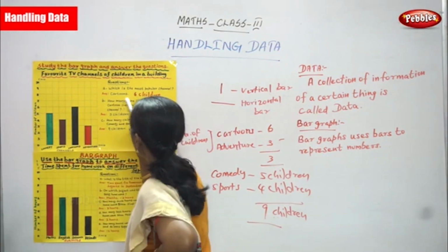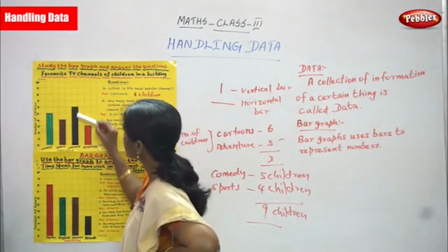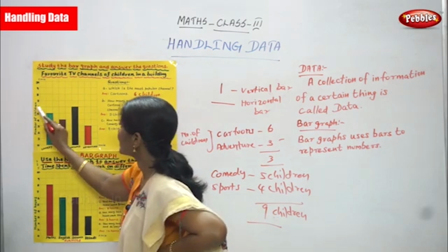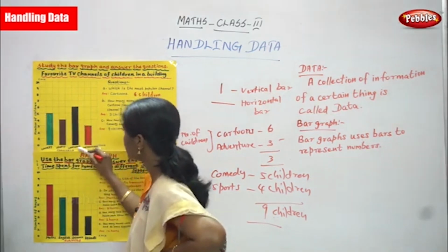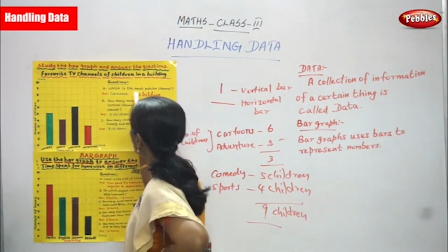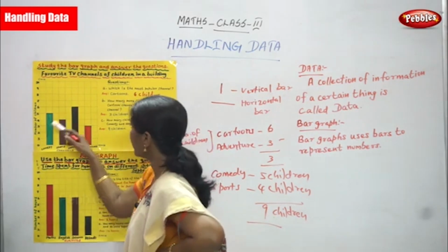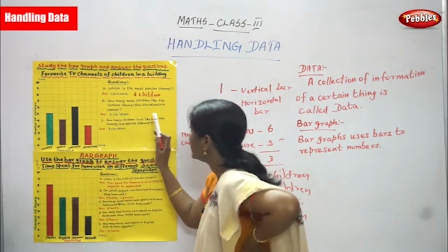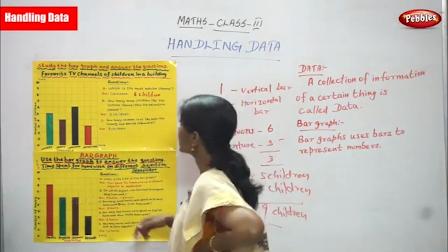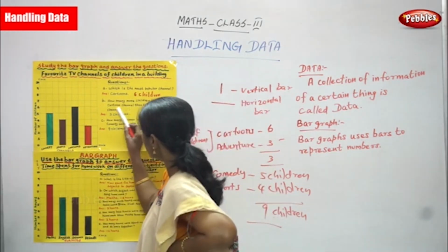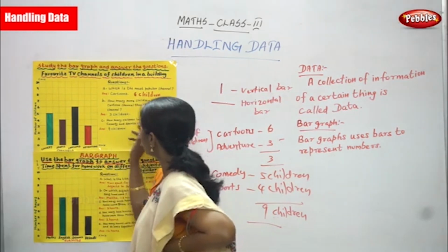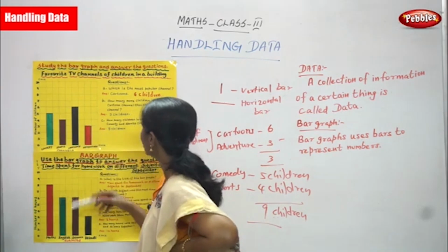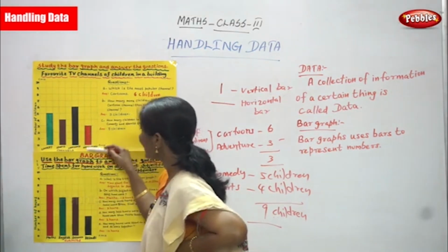So the most popular channel is the one with the highest bar. That means 6 children watched only the cartoon channel. So the cartoon channel is the most popular channel compared with all other channels. How many more children like the cartoon channel than the adventure channel? The cartoon channel is watched by how many children? I've told you only 6 children watch the cartoon channel, and the adventure channel is watched by only 3 children.